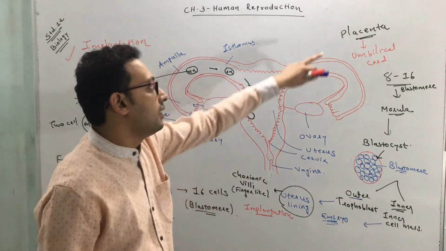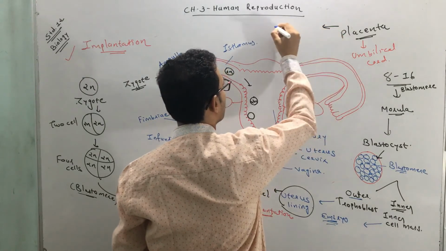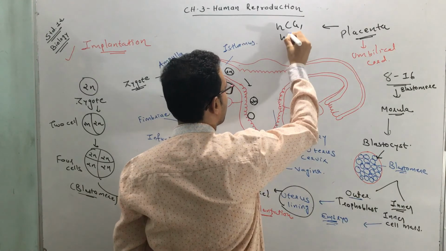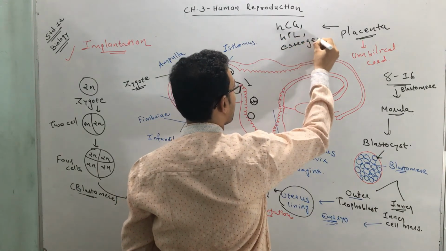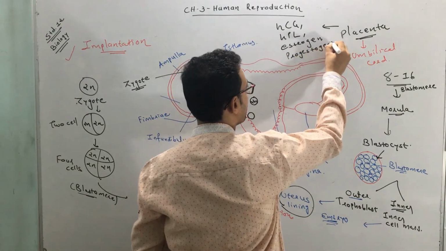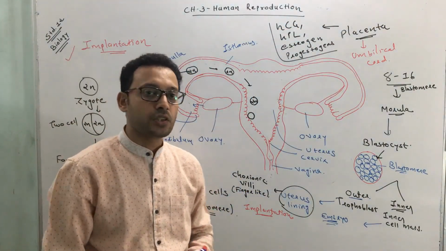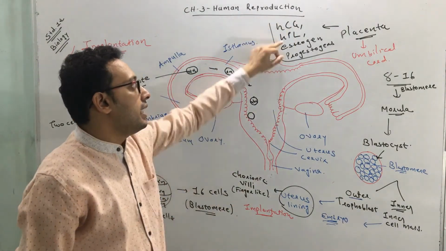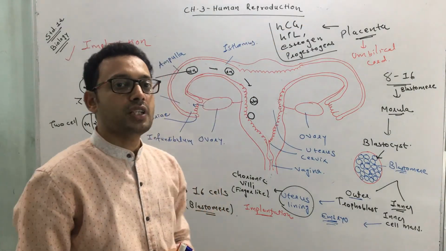Once the placenta is formed, it releases certain hormones. Remember the names of these hormones. We will discuss them; I just give you the names here: HCG, HPL, estrogens, progestogens. These are the hormones released by the placenta, and they are responsible for certain growth. HCG, human chorionic gonadotropin hormone. HPL, human placental lactogen, and you already know about estrogen and progesterone.